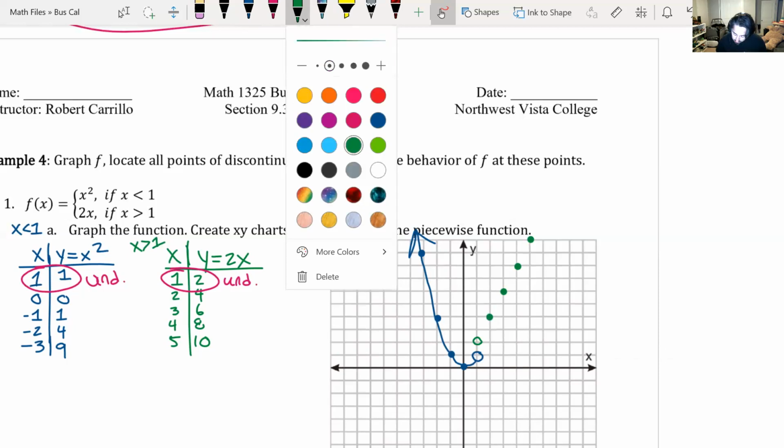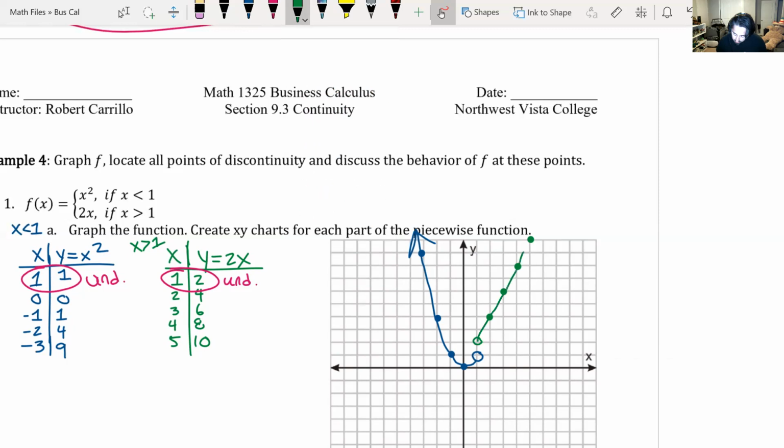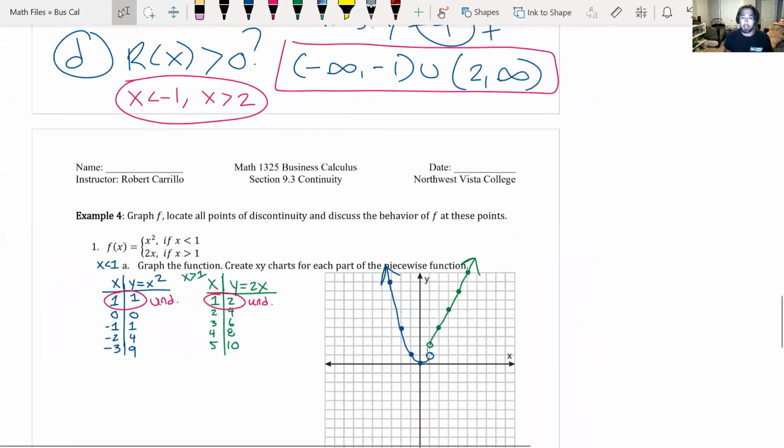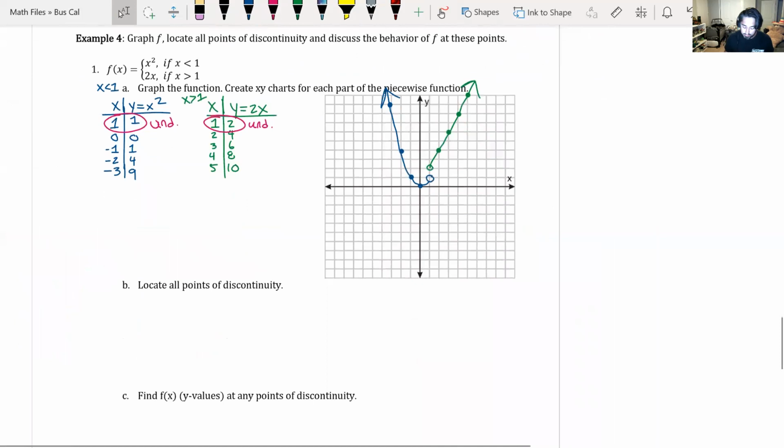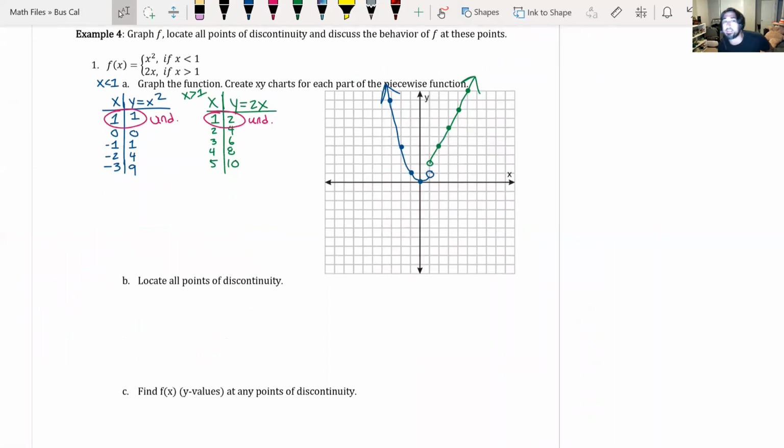And that's what the next part of my function looks like. Okay, perfect. We have graphed, we made the XY chart, we have our open circles, and then the next question says, locate all points of discontinuity. So we must remember what it means to be discontinuous. Does a point exist? Does a limit exist? Does the limit equal a point? Those 3 rules of continuity.